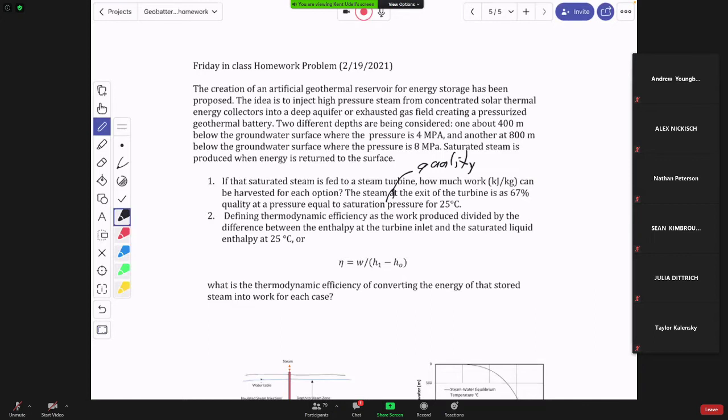Anybody find that number yet? I ought to be giving prizes for the people that can find the number in the steam tables most quickly. I think I got it. Is it 121.39? No. For pressure 4? It should be 2800.8. Correct. 2800.